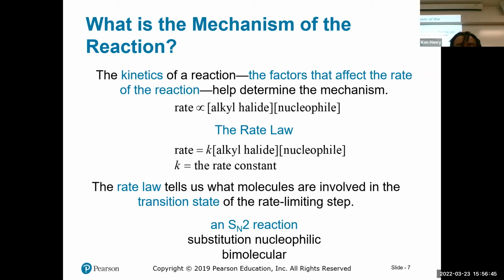Okay, so you guys remember kinetics, right? You don't remember the rate is equal to the rate constant times the concentration of your two products, or we could say, not the products, the reactants. So let's go back real quick. So let's say we have this reaction.